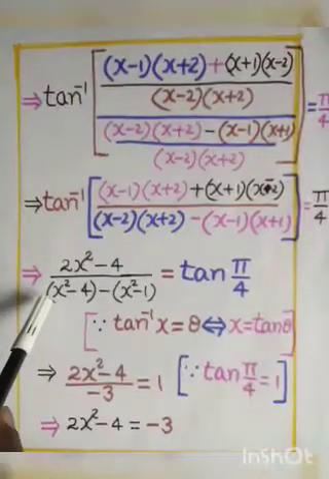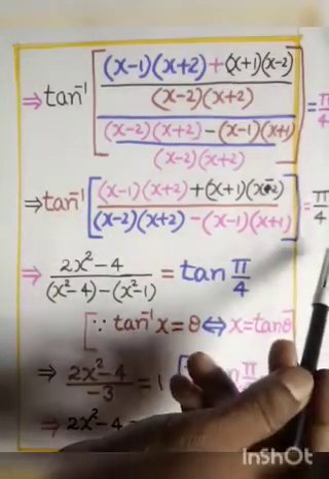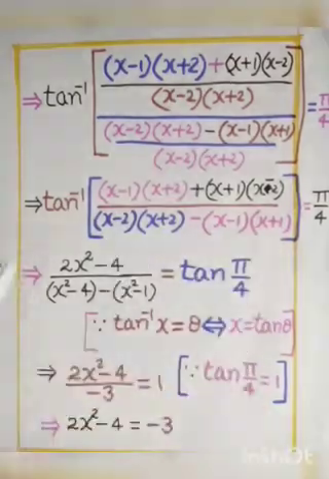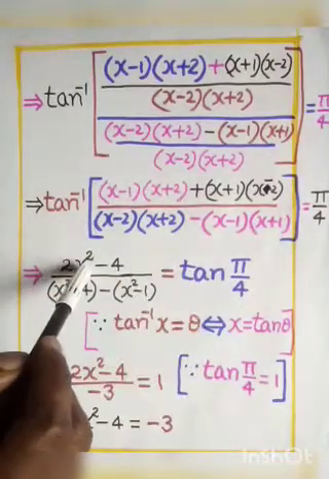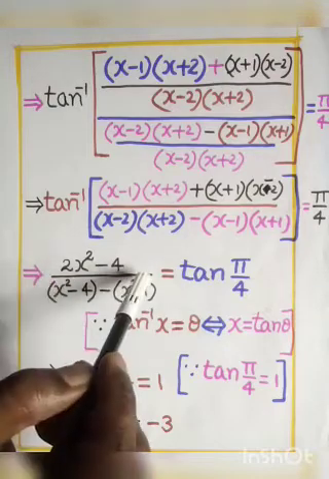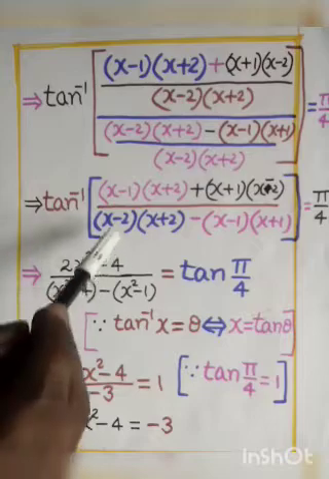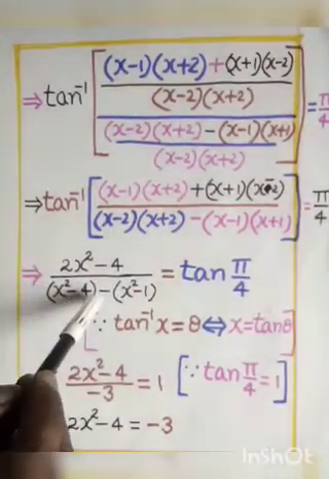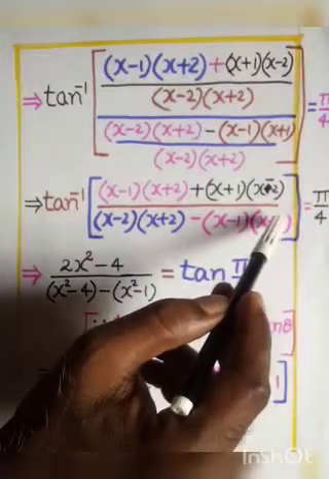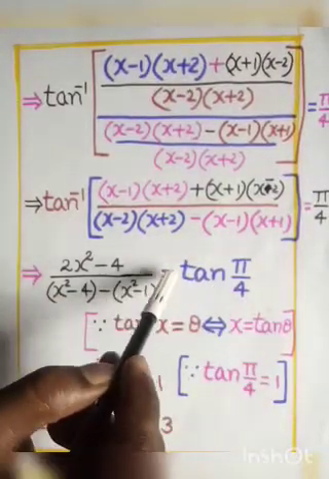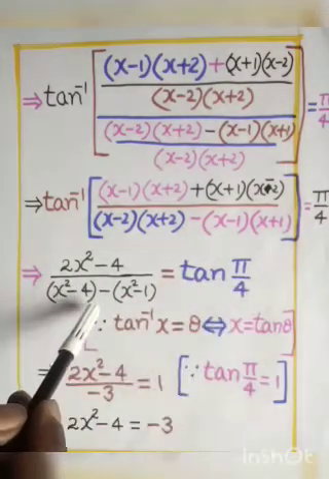Right. This implies if you send this tan inverse to that RHS, it becomes tan. This implies by simplifying the numerator, you get 2x square minus 4, divided by simplifying the denominator, you get x square minus 4, a minus b into a plus b. So you get here x square minus 4 minus here also a plus b into a minus b formula, that is x square minus 1, is equal to tan pi by 4. Understood this step, my dear children?